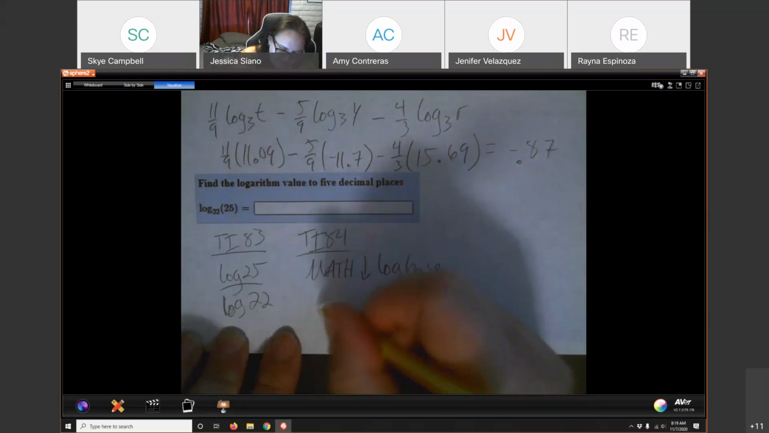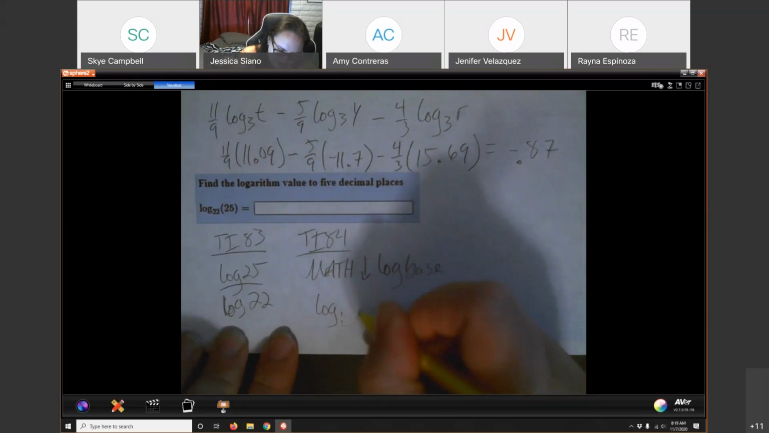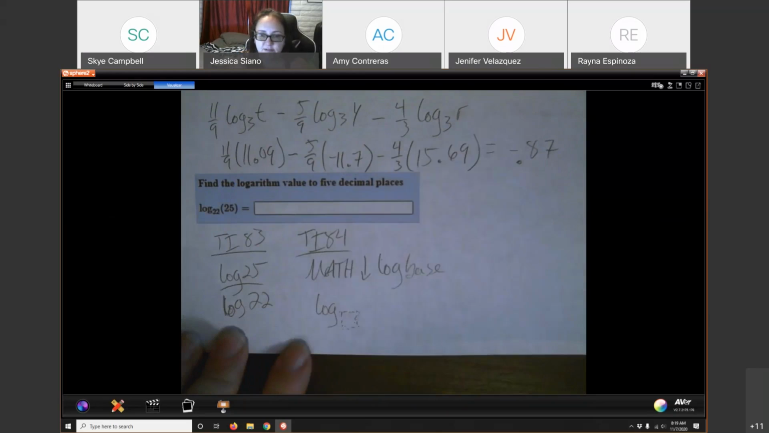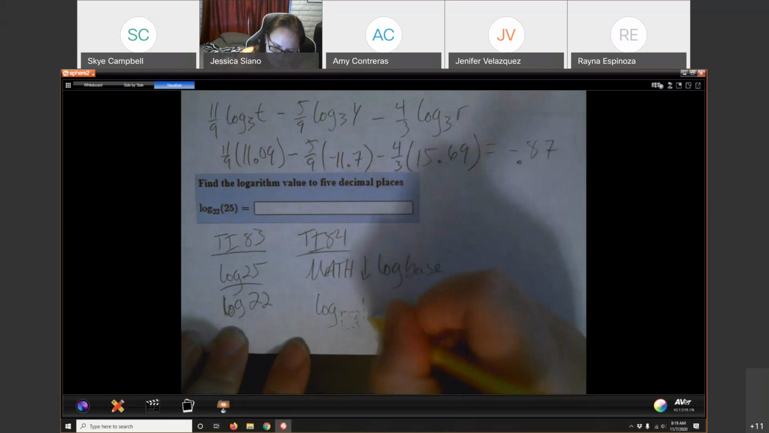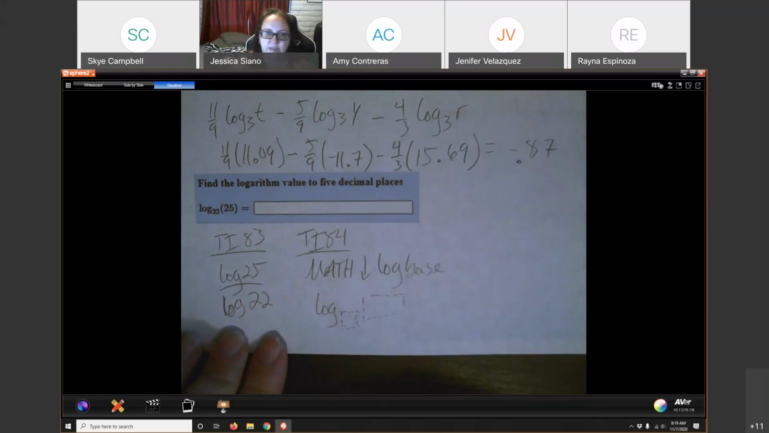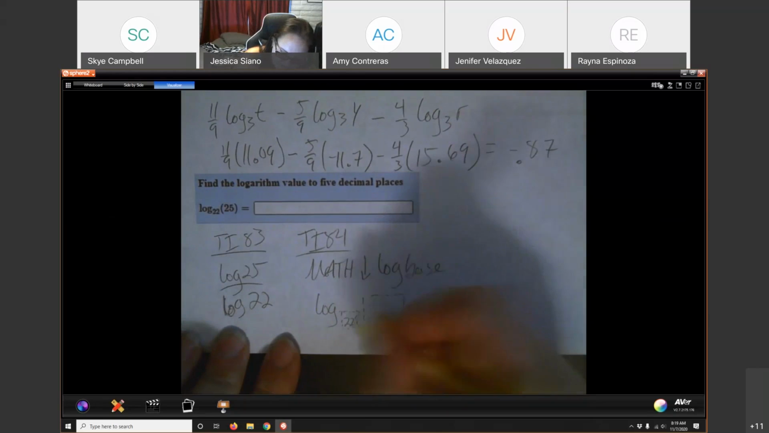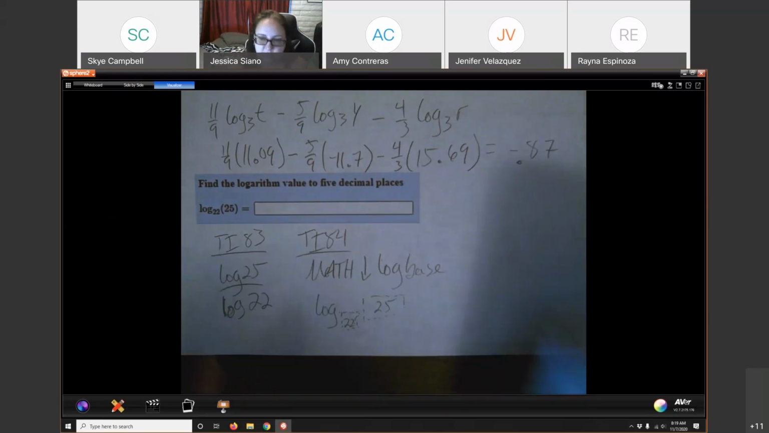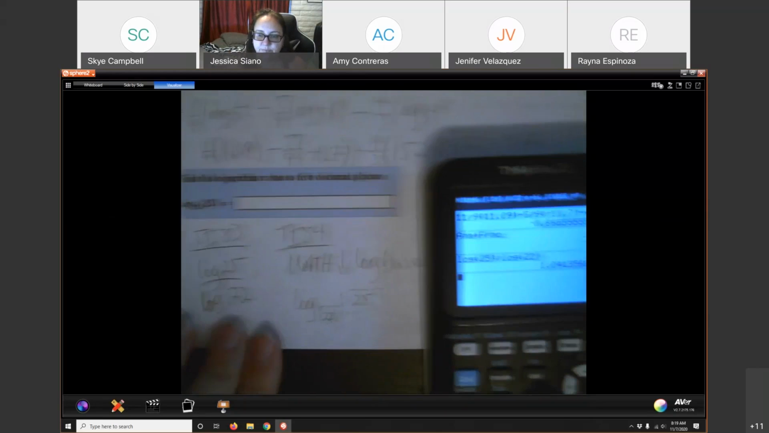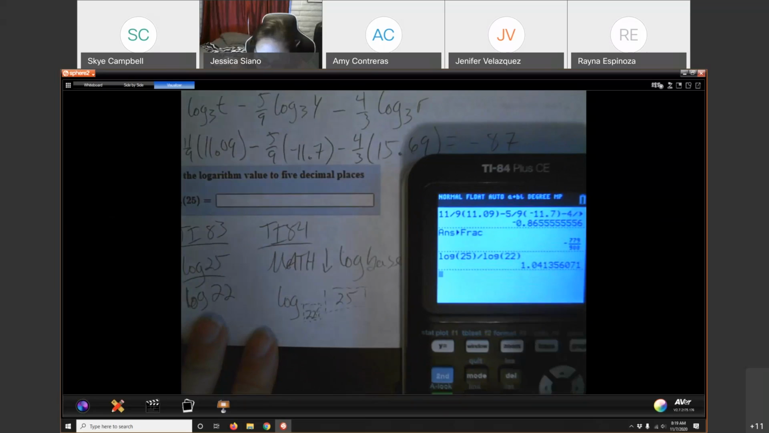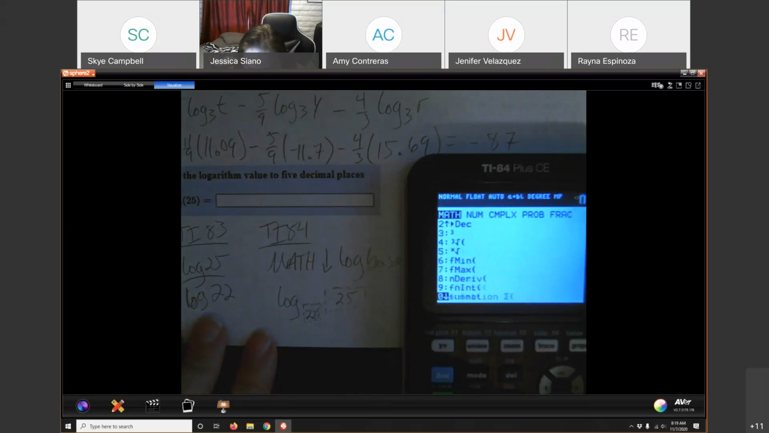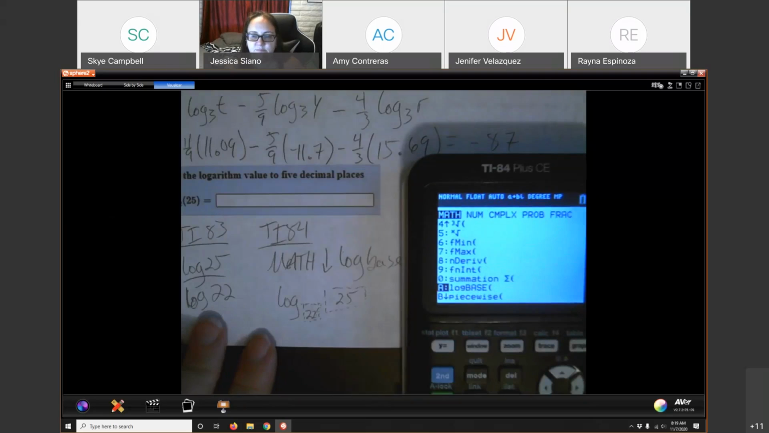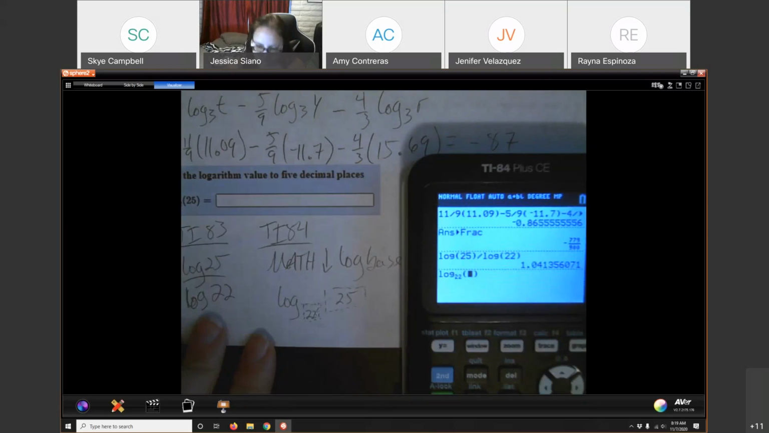And then what that does is it gives you this little box right here that you can fill in with the base. And so then you would do 22 and 25. Like this. Math. Scroll down until you see log base. Here it is. 22, 25. And notice we got the exact same thing both times.